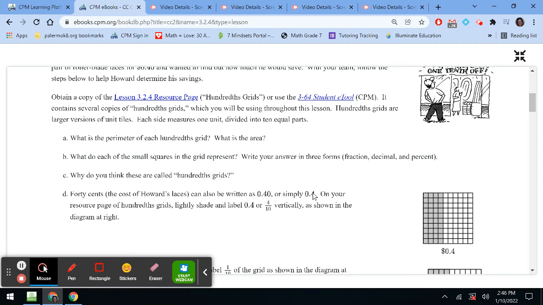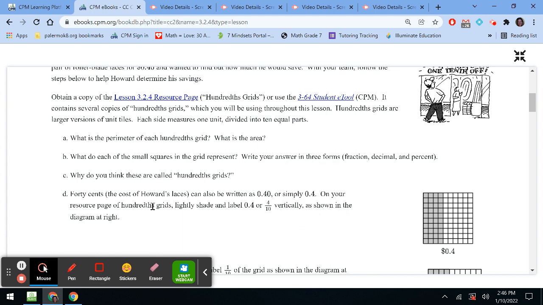Okay, so for delta, I'm going to end up using the e-tool for this part of the problem just so that you're aware. But what you're going to do is this on your resource page. You've already picked one of the hundredths grids for you to do this work on. So you're going to follow the following instructions. So it says 40 cents. This is where I'm looking right here on delta. 40 cents, the cost of Howard's laces can also be written as 40 hundredths or simply as 4/10.